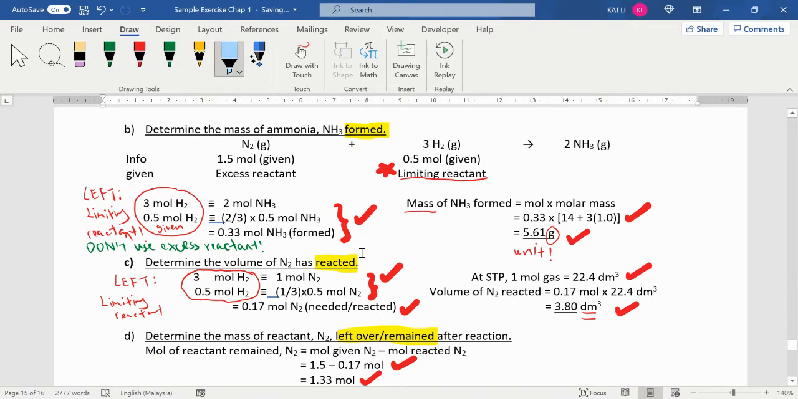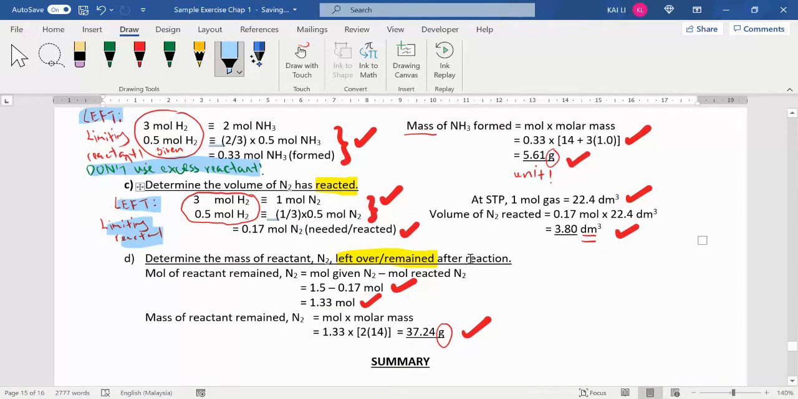After you determine the limiting reactant, usually I will label which reactant is the limiting reactant, because if I want to do stoichiometry, I want to find out how much product is formed. On the left hand side, I must use limiting reactant. Don't use excess reactant because your calculation will be incorrect. So remember, left hand side must be limiting reactant.